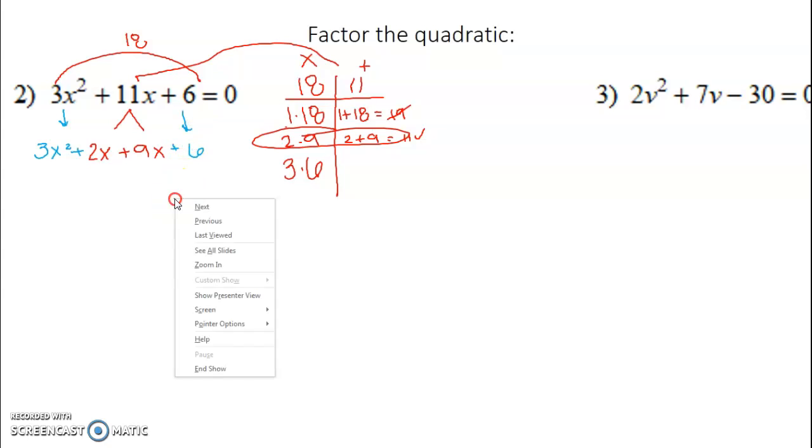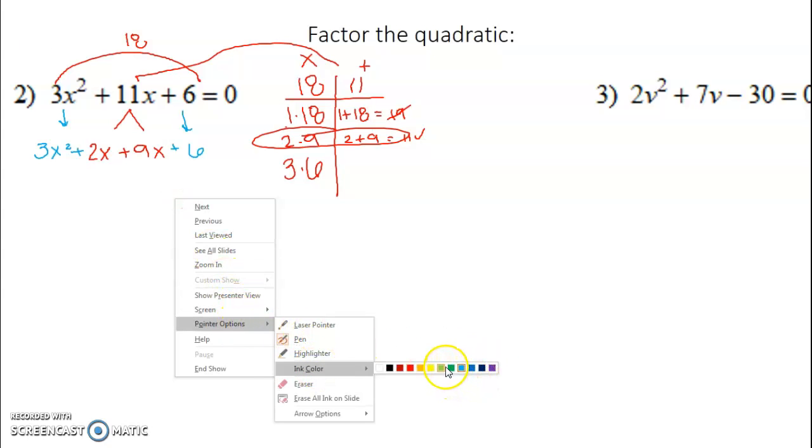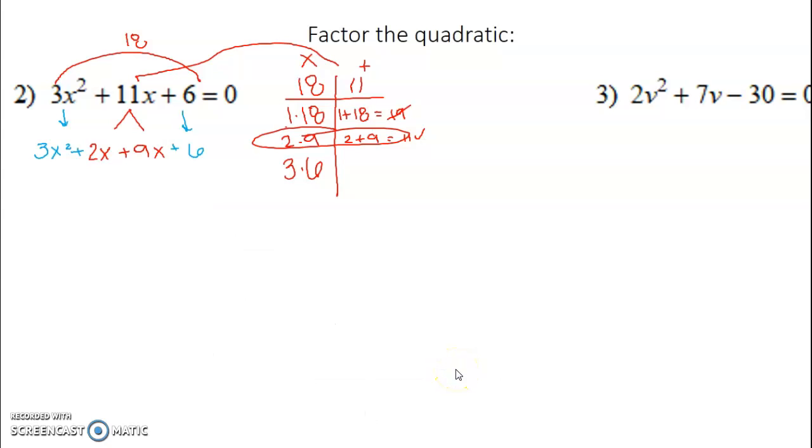I am then going to split my problem in half to find the GCF of each side. So here, the GCF is x. So I divide by x and I divide by x. That leaves me with 3x plus 2. Here, the GCF is 3. So I'm going to divide by 3 and divide by 3. I'm left with 3x plus 2.